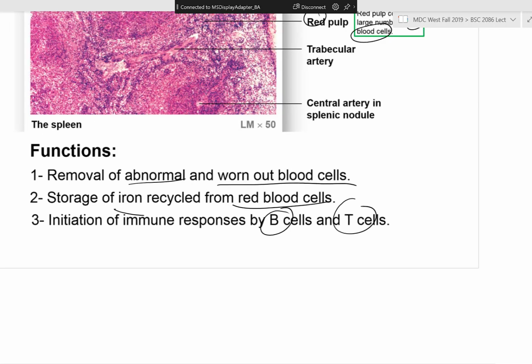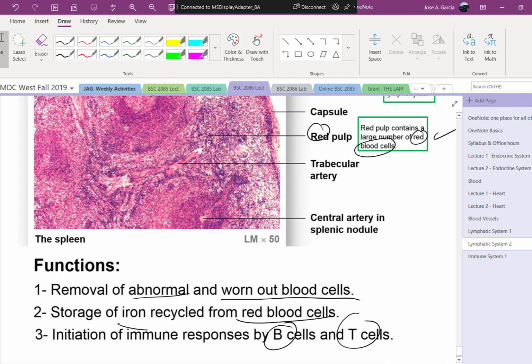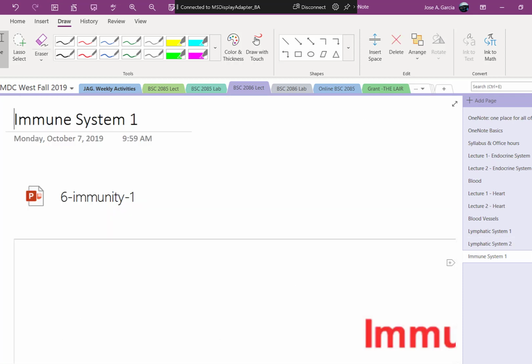So that is pretty much the end of your lymphocytes. So your lymphatic system, right? Part 2 of the lymphatic system. Now we're going to move all the way to the immune system.